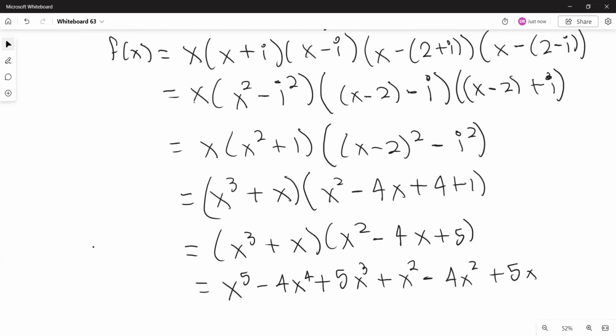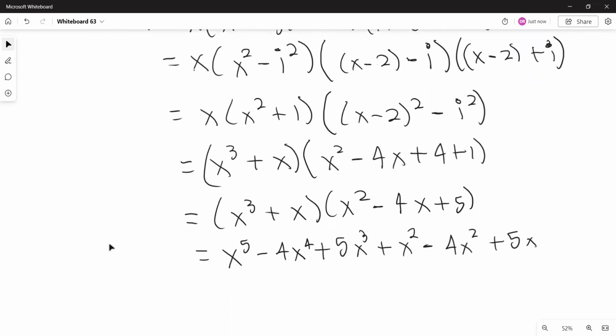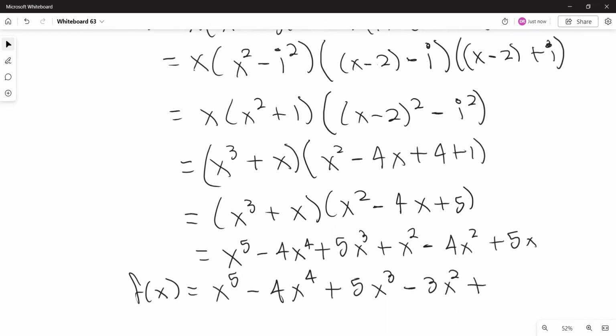So final answer, the polynomial with those conditions is going to be x to the fifth minus 4x to the fourth plus 5x cubed minus 3x squared plus 5x. So this is our final answer.